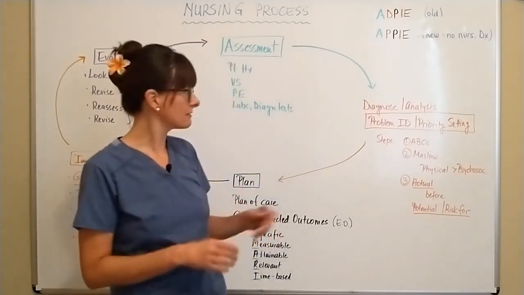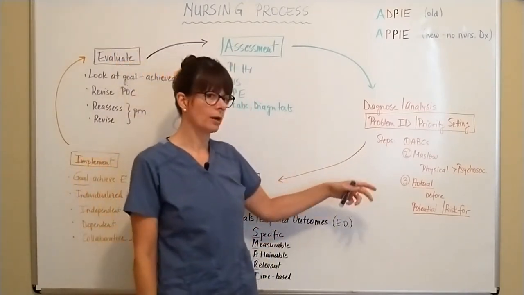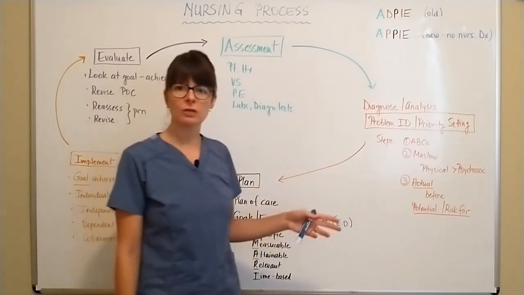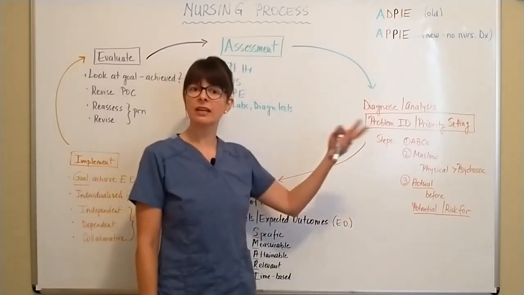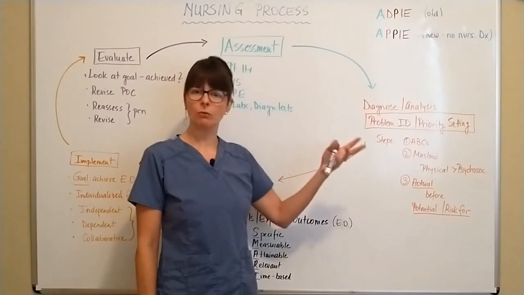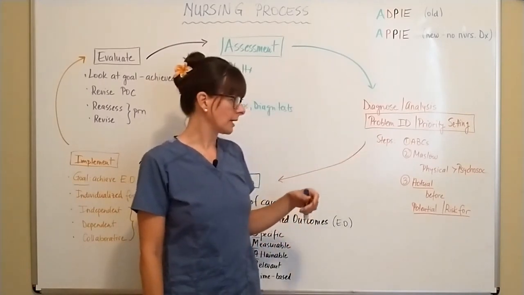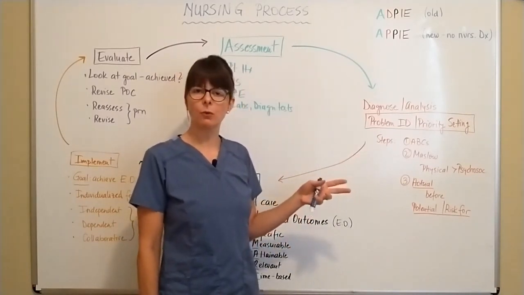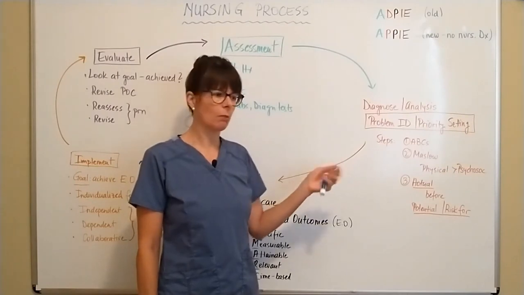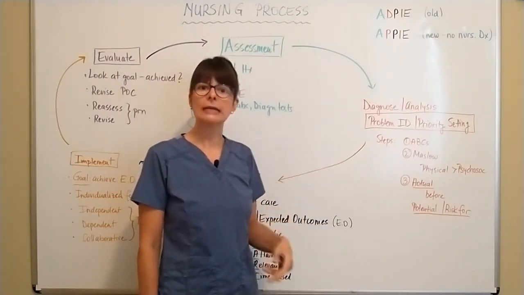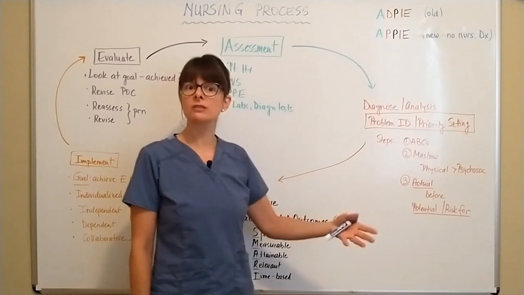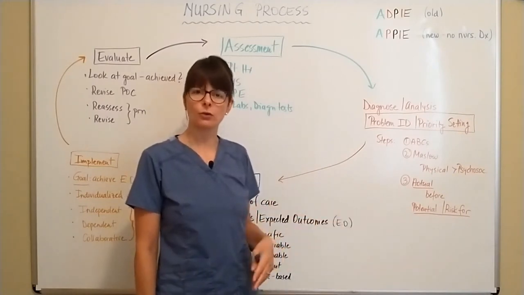Actual or actually identified problems always come before potential ones. And this might change. So the patient initially might be having an infection, whatever that might be, and somebody else who might be admitted for another problem, let's say they've had a knee replacement, they would be at risk for infection, right? But they don't have an actual infection.